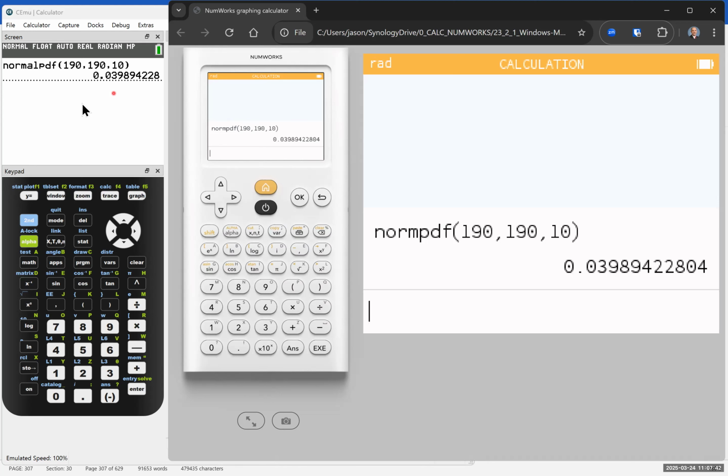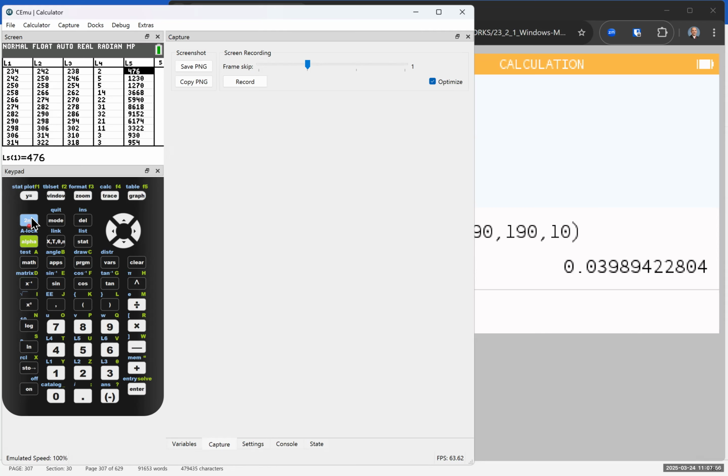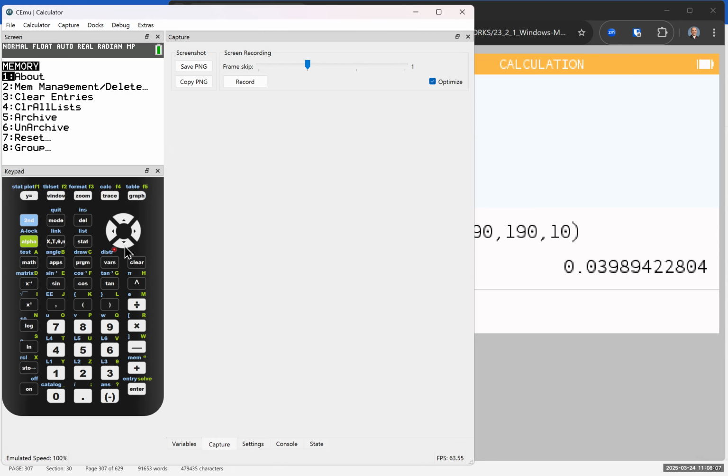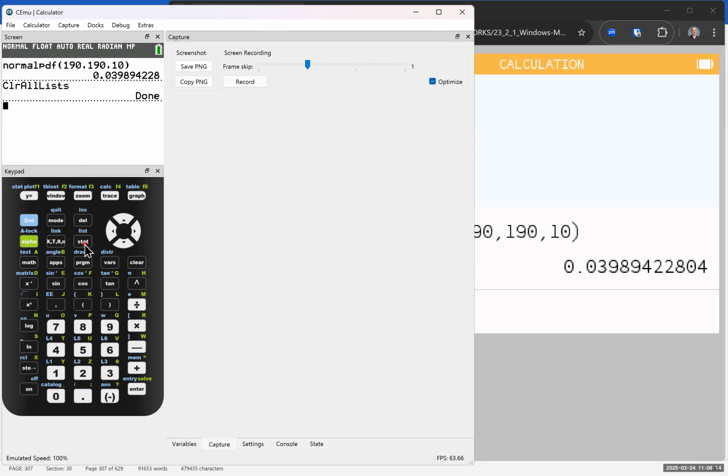So first I'll do the Texas Instruments calculator. I want to go to the list editor. I want to edit it. All right, so I got a bunch of values here I don't want. So let me get rid of all of these at once. I can do that by hitting second and the plus key, which will put me into the calculator memory. And I can go down to the fourth option, which is clear all lists. Now they should all be cleared.